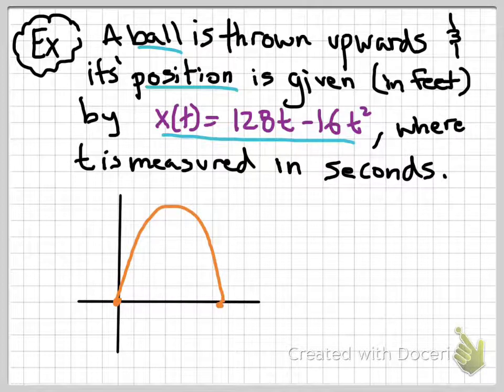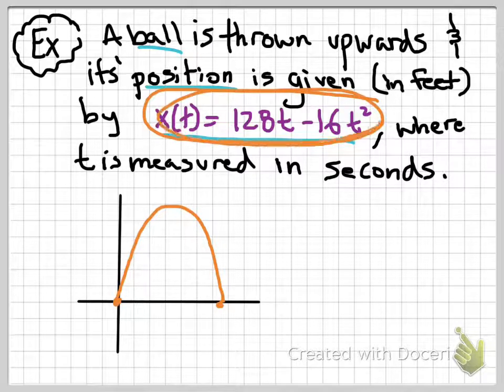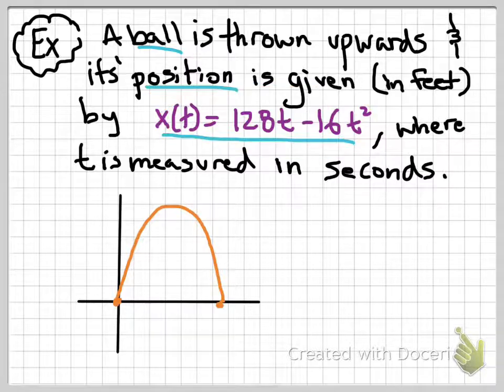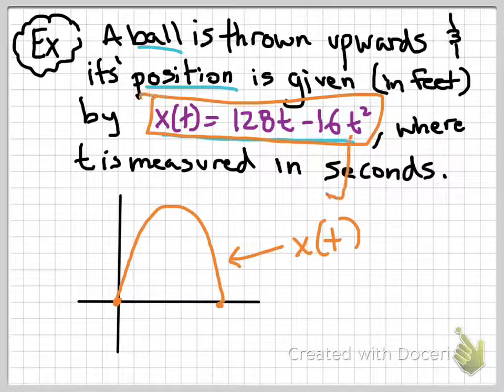Well, think about the equation that came with this thing. x of t equals 128t minus 16t squared. That thing, that's a t squared graph, an upside down parabola graph. So this graph right here must be the x of t equation. And of course you could graph it in your calculator and get a really precise looking upside down parabola. But I'm guessing that it looks like this upside down parabola graph. So we're going to ask some series of questions about this ball being thrown in the air.